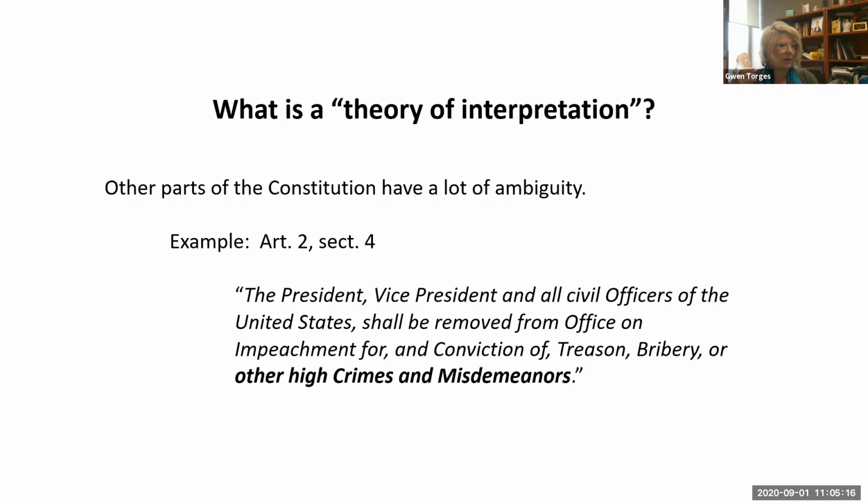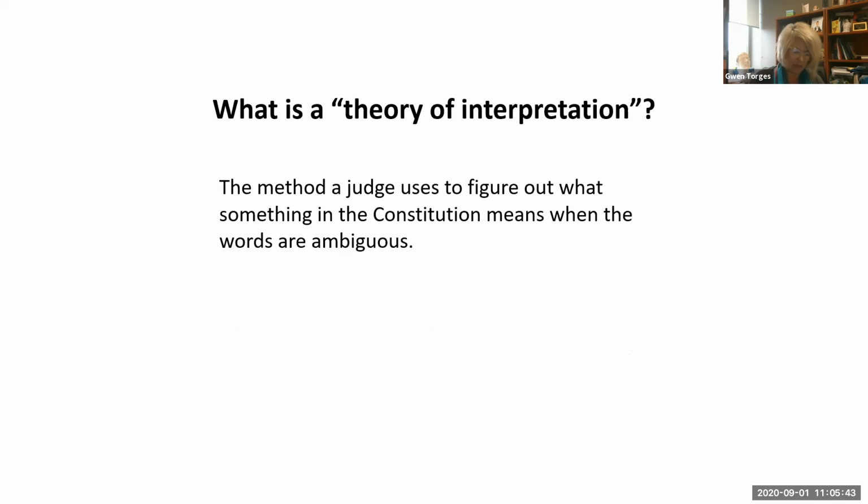Anyway, the president can be removed on impeachment and conviction for treason, bribery, or other high crimes and misdemeanors. So how is a judge supposed to interpret a phrase like high crimes and misdemeanors? And that's where our theories of interpretation come in, because all it's referring to is the method a judge uses to bring some meaning to parts of the Constitution where it's not clear what it means.